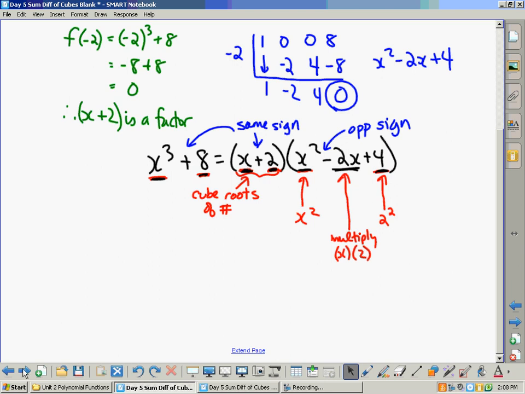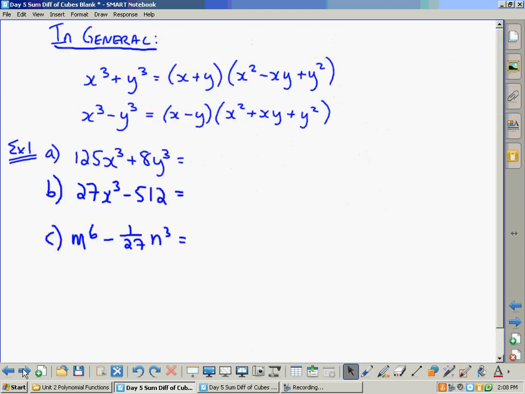So we can come up then with a general case. So there we go. We see x cubed plus y cubed. You take the cube root of the first. Okay, cube root of the first, cube root of the second, get answers. The sign is the same. Then you take your answers here, square this one, you get x squared. Square this one, you get y squared. Take the two of them and multiply them together, you get the middle, and this sign is opposite to what you started with.